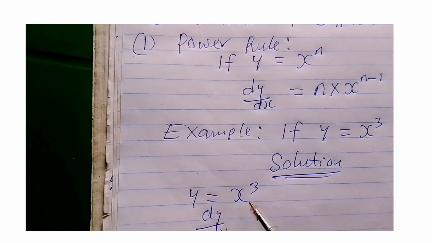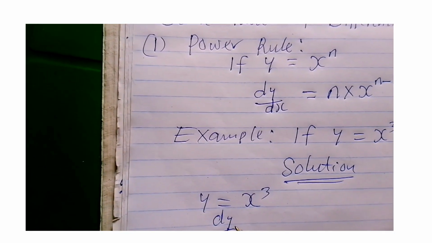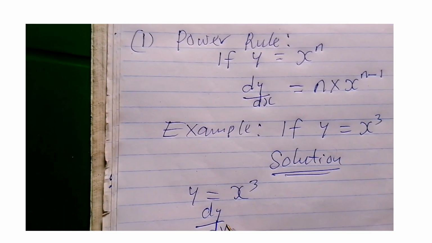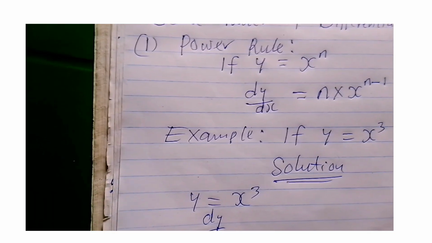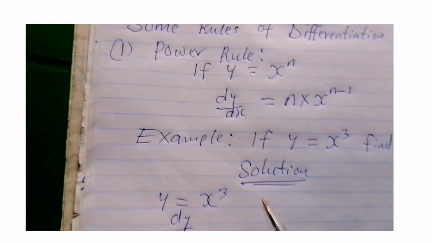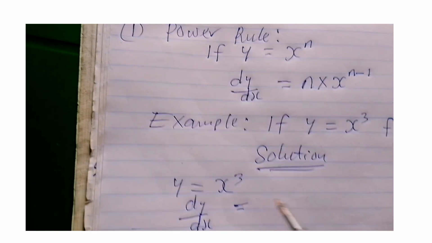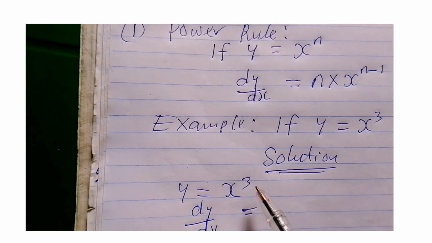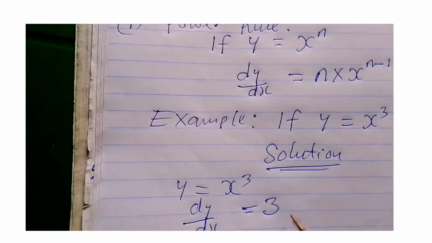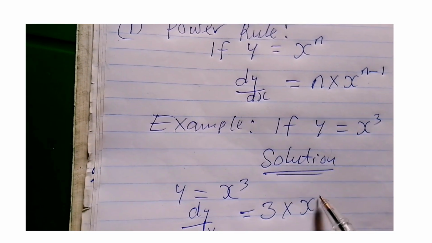If this was t raised to the power of 3, this would be dy over dt. But since this is x, it is dy over dx. So in this case, by using this formula, x is raised to the power of 3, so for us to get dy over dx, this 3 now multiplies the entire function. So we have 3 multiplied by the entire function, x raised to the power of 3. That is the first step.